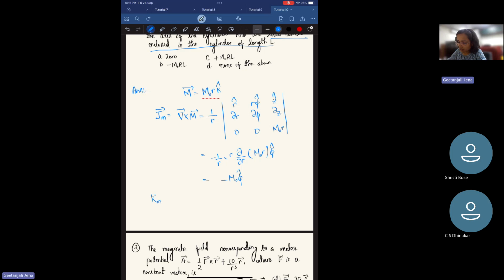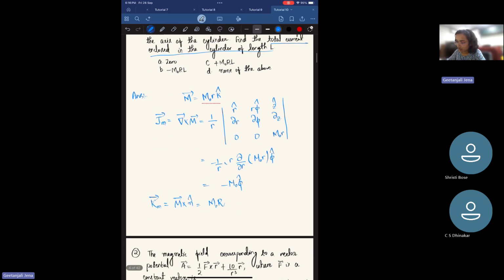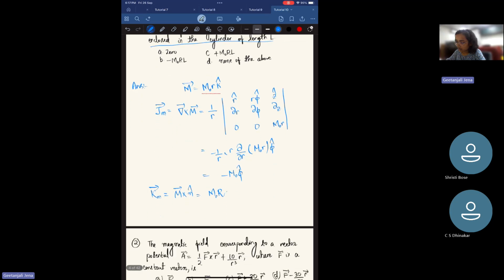For the surface bound current density, this is M cross n-hat at the surface. M is given, it is M0 r. So at the surface, it will be M0 capital R. What is the radius given? Okay, capital R. And this is k-hat cross r-hat. So this will give M0 R phi-hat.